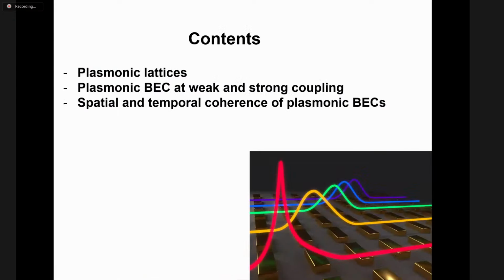So I will first briefly introduce the system that we have been studying, and then I will present some results of plasmonic BEC at weak and strong light matter coupling regimes, and in the end I will show some recent results about the measurements of the G1 function of these plasmonic BECs.